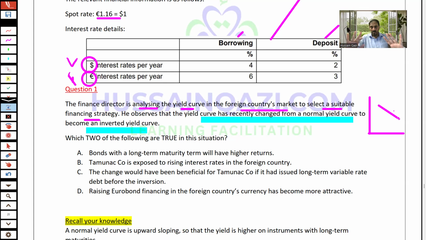Relax and be committed to apply the rules. Number one, which concept? The concept of yield curve. Number two, keywords: inverted yield curve. Number three, the phrase asked by the examiner: which two of the following are true in this situation?